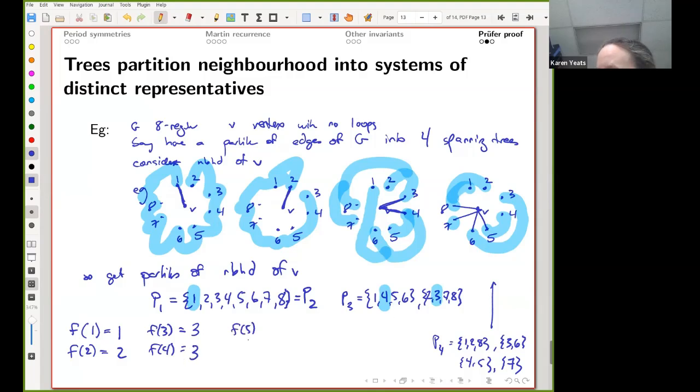f of 5 is 4, f of 6 is 4, f of 7 is 4, and f of 8 is 4, all right? Look, I chose the numbering so that it did that, right? So I chose 5, 6, 7, 8. Those are my representatives. Okay, I just encoded it in a function. All right, we're almost done.